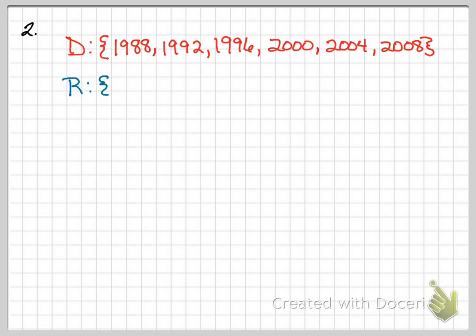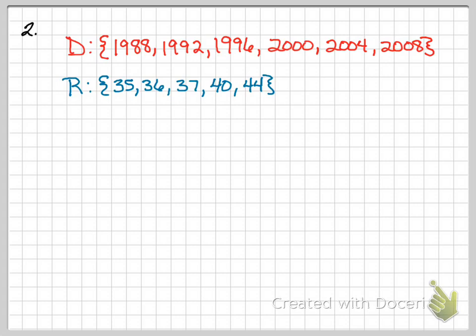Just like with the mapping diagram, I'm only going to list numbers once. I don't want any repeats. But I am going to list them from least to greatest. So we're going to say 35, 36, 37, 40, and 44. There is your domain and your range for the data set of gold medals won in the Summer Olympics.